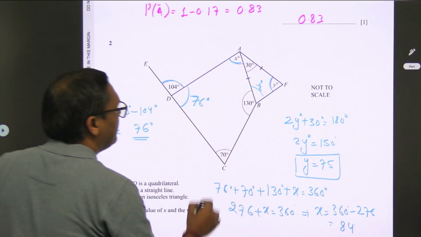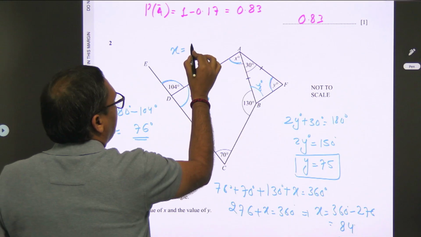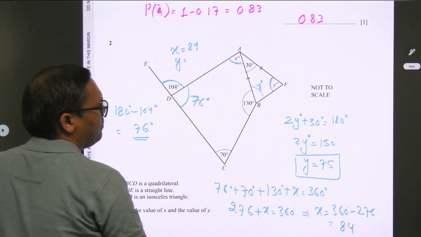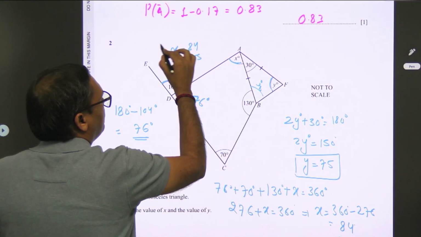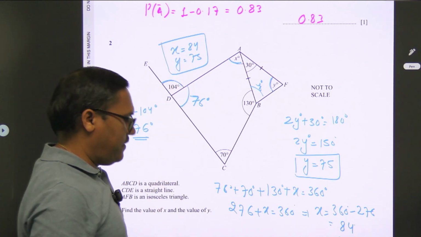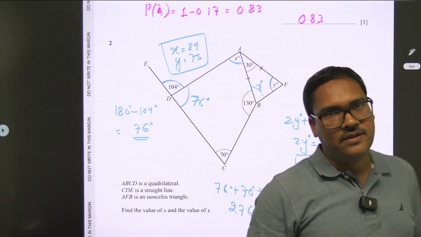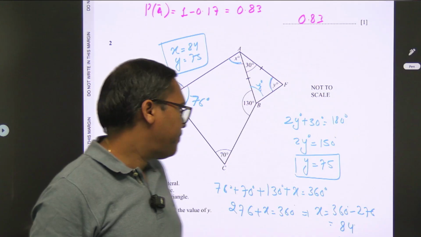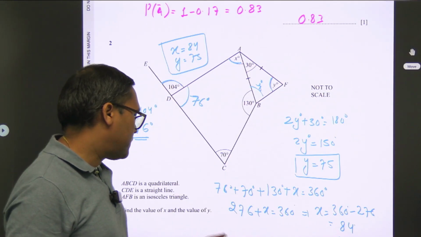So what is the answer? x is 84 and y is equal to 75. Let's check the answer. x is 84 and y is 75. That is the correct answer for this question. Okay, now let's move to the next question.